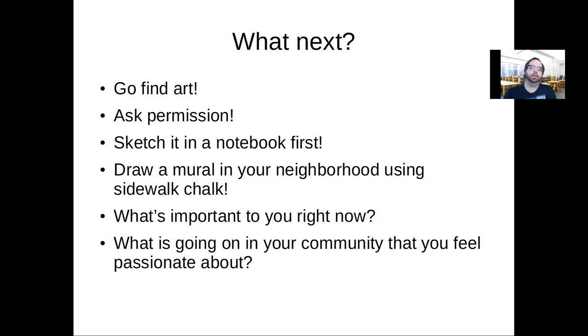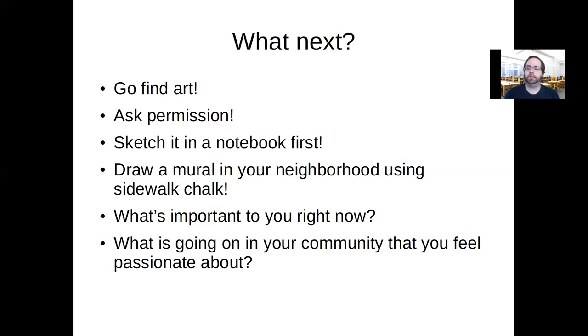Things to consider while you're sketching and planning. What's important to you right now? What is something you care about? And it can be anything. It can be how you feel about having been home from school since March. It can be how much you love Minecraft. It can be how much you love Marvel Comics. It can be that you're scared about something. It can be how you're proud about something. Just think about what are things that are important to you. There's no limit.